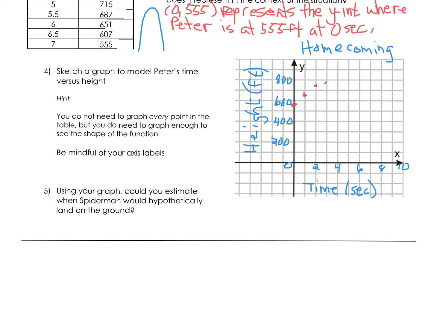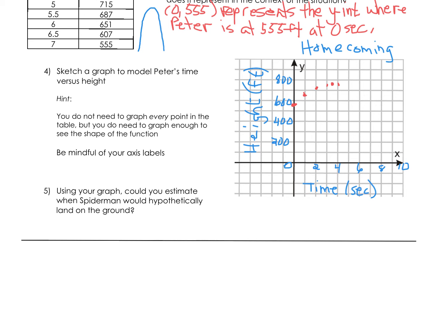And then 4, 747. So we really should plot 3.5 because that's our vertex. So maybe I need to adjust these a smidgy, since 3.5 should be at 751. So that's like right about there. So then my other points, 2, 715 is going to be right about there. And then 3, 747 is going to be a smidge under. Okay, then 4 is going to be like right about there.